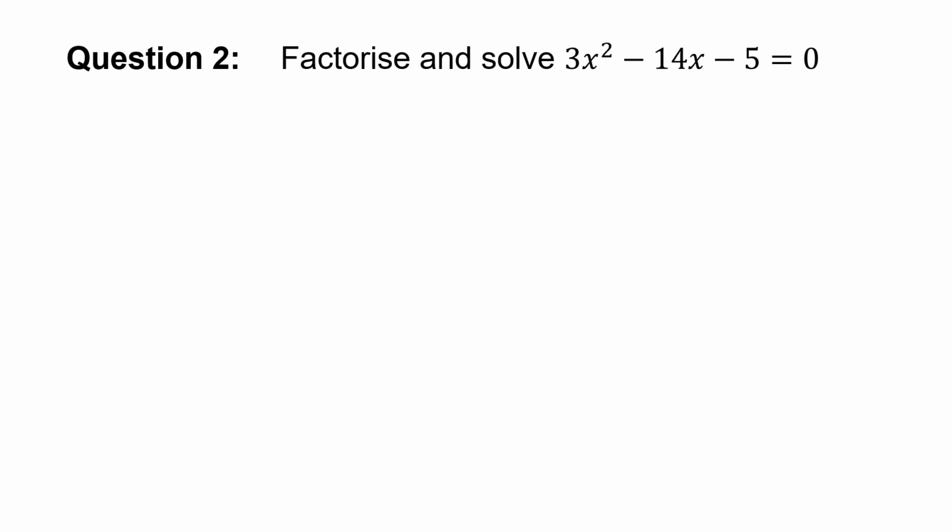So the next question we have is to factorize and solve 3x squared minus 14x minus 5 equal to 0. So pause the video when you're ready and come back when you want me to run through the answer. So hopefully you managed to find the answer to that fine. How do we go about solving this?